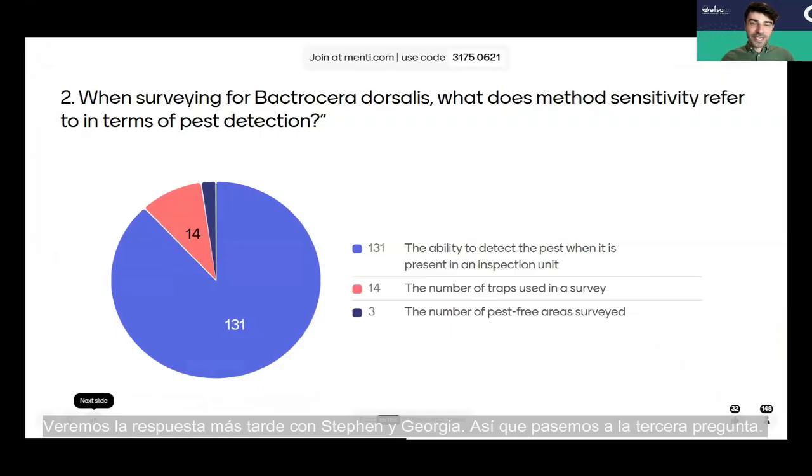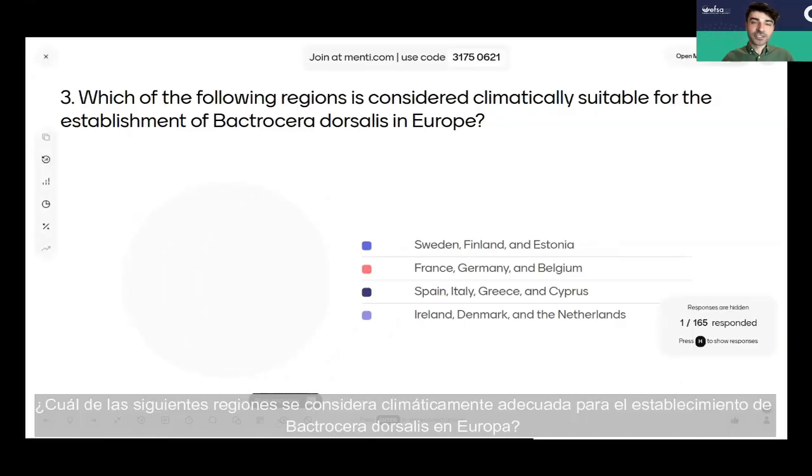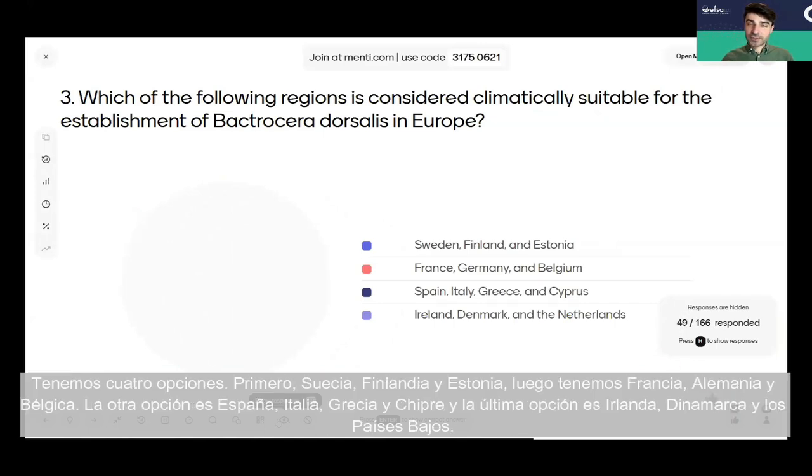So let's move on to the third question. Which of the following regions is considered climatically suitable for the establishment of Bactrocera dorsalis in Europe? We have four options. First, Sweden, Finland, and Estonia. Then we have France, Germany, and Belgium. The other option is Spain, Italy, Greece, and Cyprus. And the last option is Ireland, Denmark, and the Netherlands.